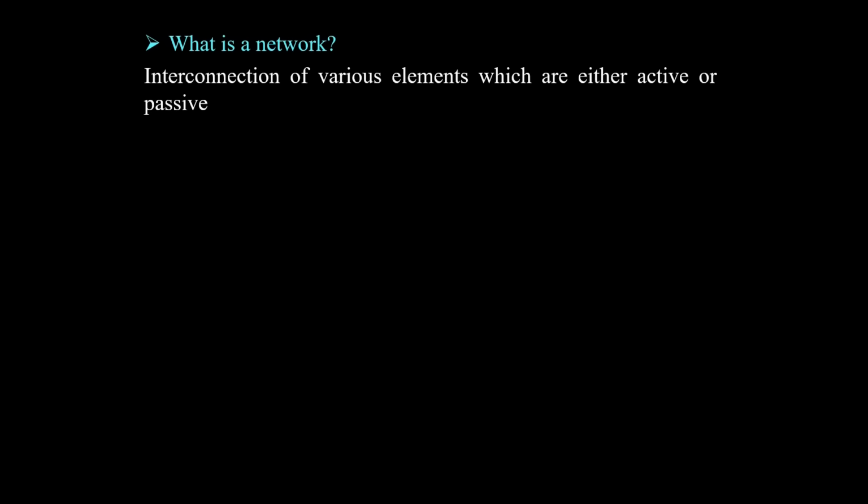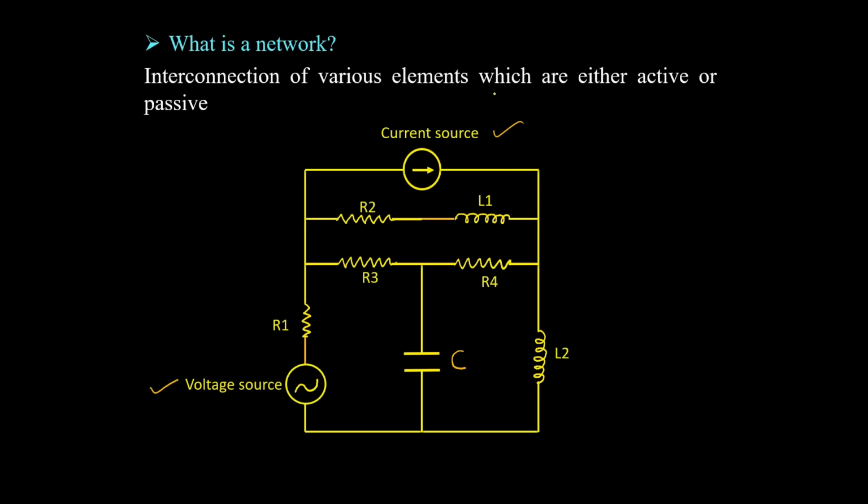We know a network is an interconnection of various elements. These elements may be active elements or passive elements. Active elements are nothing but sources; it may be a voltage source or a current source. Passive elements are the RLC elements. As I mentioned, the network is an interconnection of various elements. We have taken the active sources as a voltage source and a current source, and you can see the passive elements R, L, C are also connected in the circuit. So this is an example of a network.